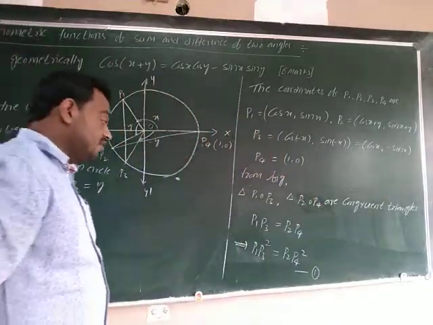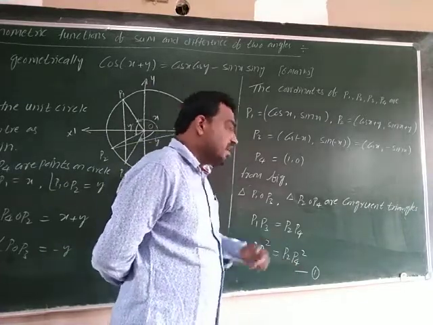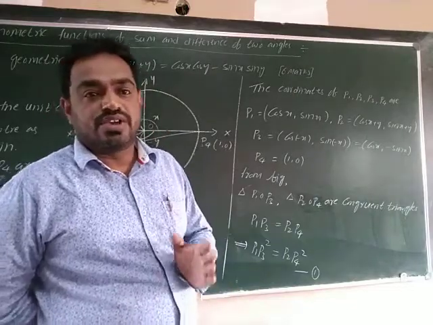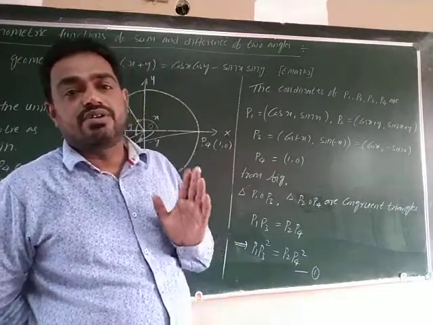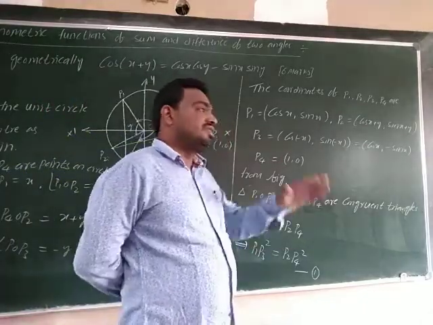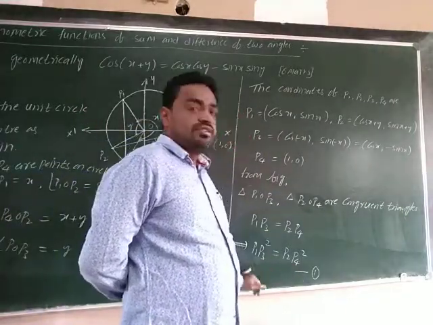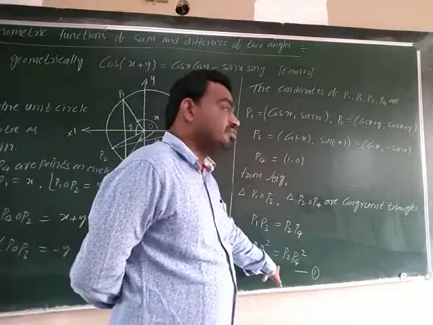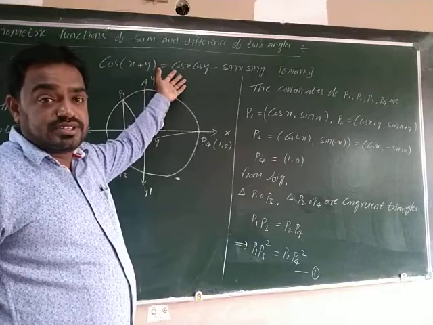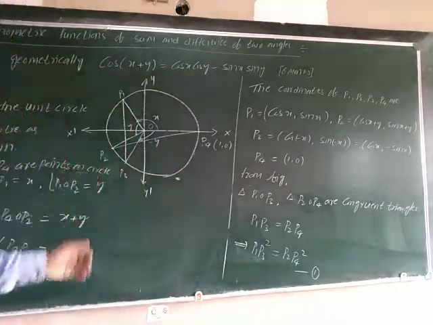Next, we need to find the distance between P1 and P3, and P2 and P4. What is the distance between two points? Square root of x2 minus x1 whole square plus y2 minus y1 whole square. So here the square root gets cancelled. Just find these two and substitute in this equation. After the simplification we get this proof. Okay, this is the next simplification.